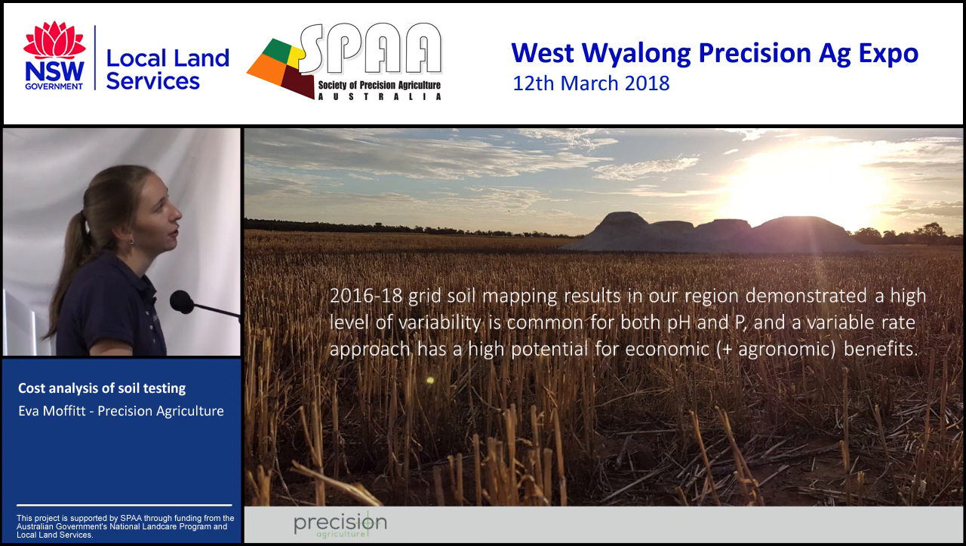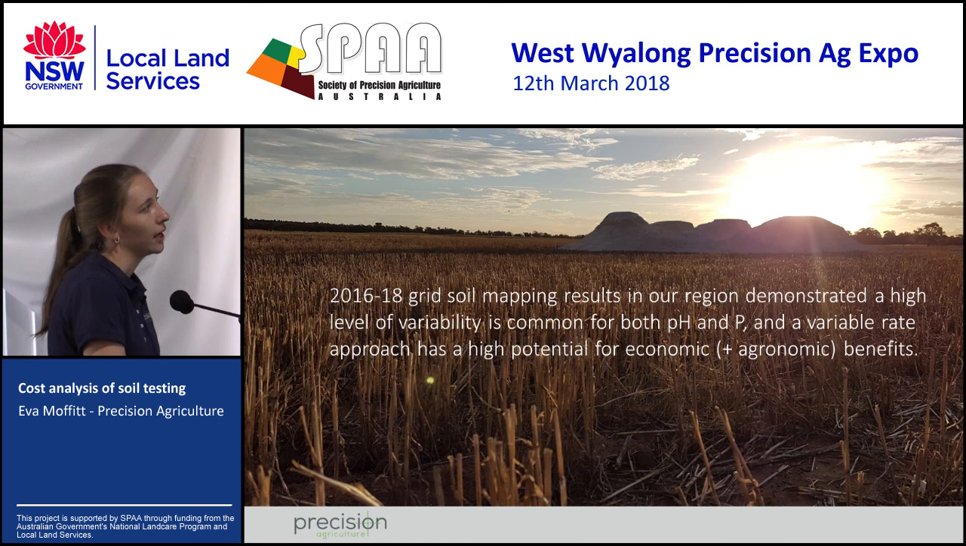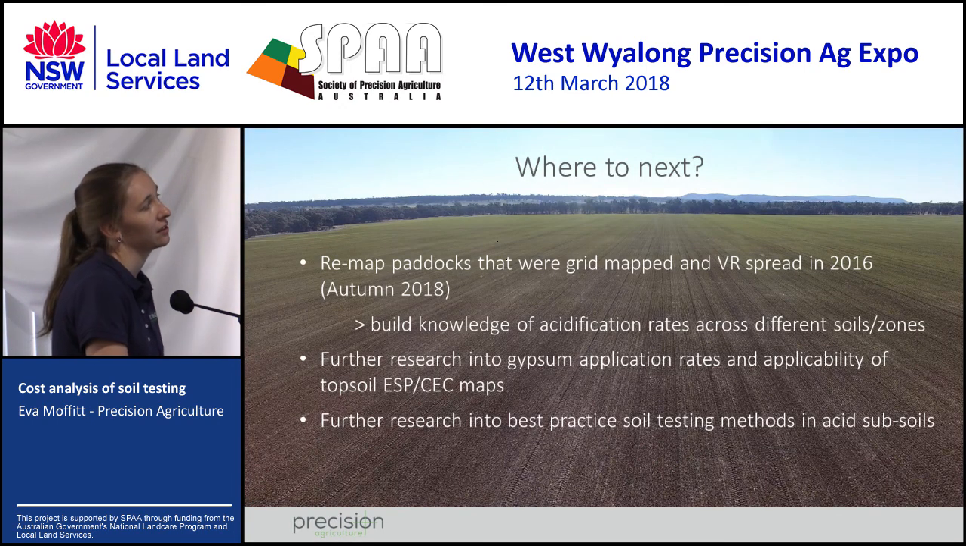So a bit of a take-home message, 2016 to 18 grid soil sampling demonstrated a high level of variability is common for both pH and phosphorus in this area, and a variable rate approach has a high potential for economic and agronomic benefits. And then just lastly, where to next for us?